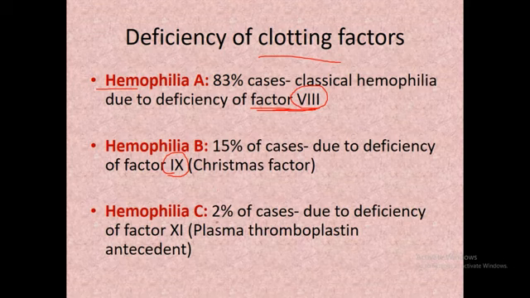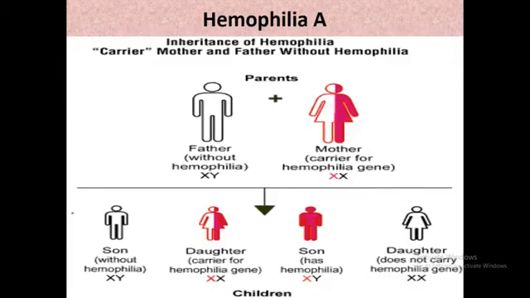And hemophilia C, which is in 2% of cases, is due to deficiency of factor 11. Factor 11 means plasma thromboplastin antecedent. So whenever there is a deficiency of this factor number 11, which is plasma thromboplastin antecedent, there is the condition of hemophilia C. So hemophilia is a bleeding disorder which is due to the deficiency of clotting factors.